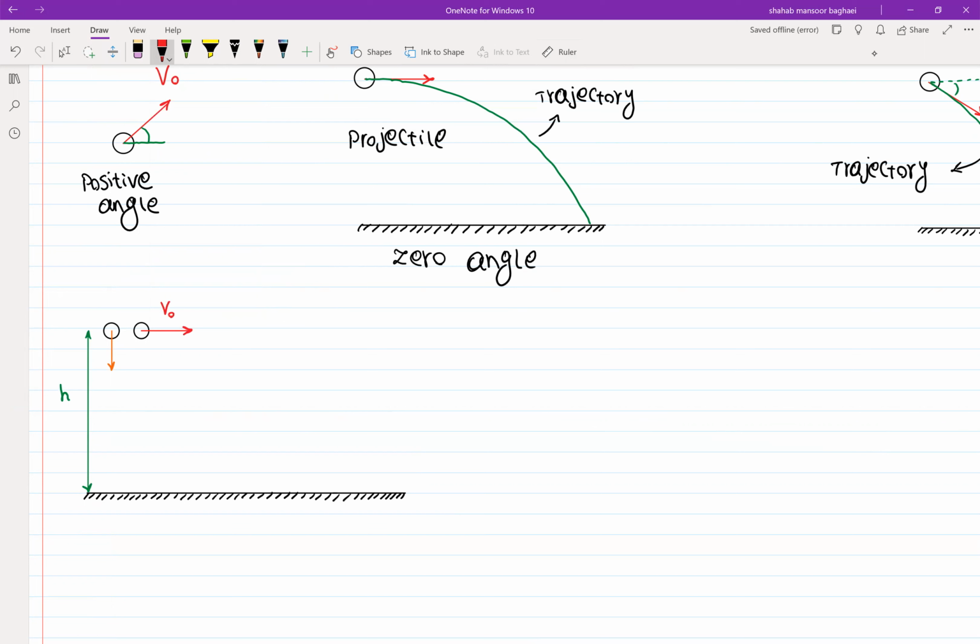I want to repeat this procedure. I want to release the first object, the left object. I want to shoot the second object to the right side with V0. The first object doesn't have any initial velocity. But the right object has initial velocity to the right. Of course, both of them will go downward. But the first one is a falling object and the second one is a projectile.